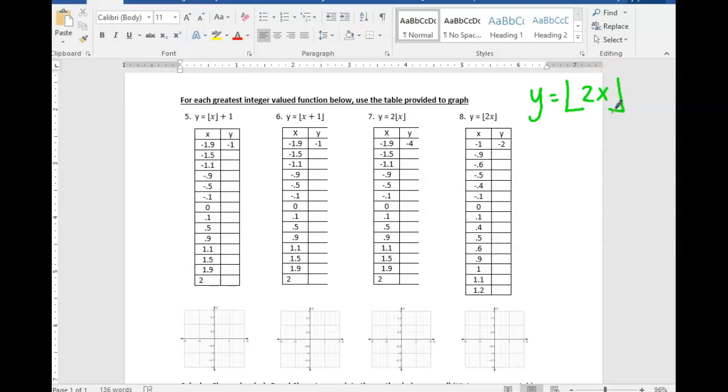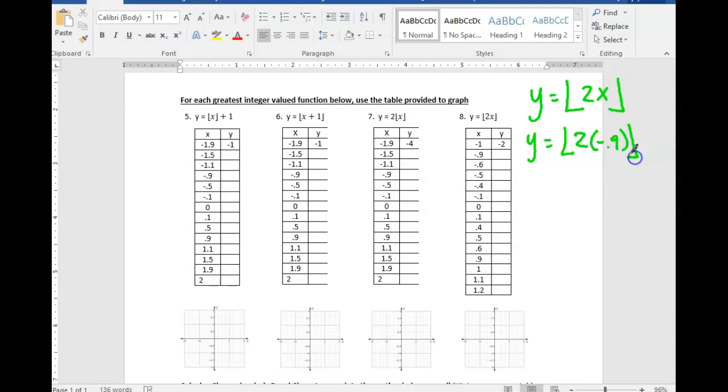All right, so we're just going to start plugging in some numbers. It looks like I've already got an answer for the first one. Let's go ahead and do negative 0.9. So that's what I'm going to plug in, negative 0.9, but it's being multiplied by 2, right? 2 times x. So I don't like how I wrote that. I'm going to write it differently.